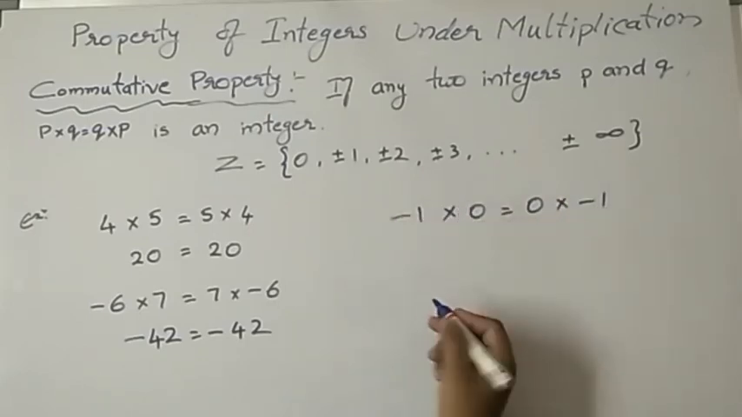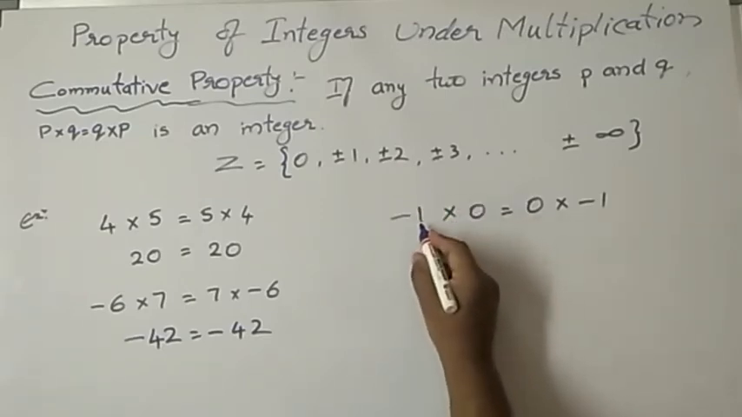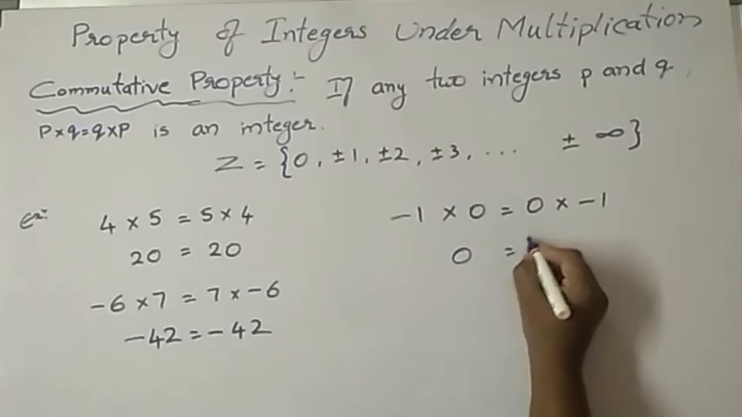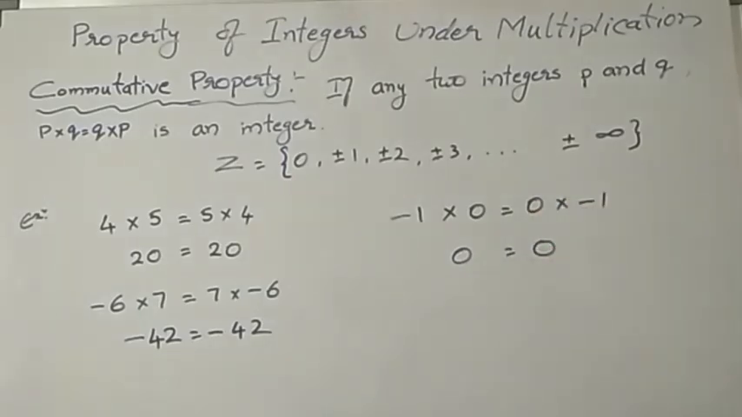Minus into 0, 0 doesn't consist any sign, so 1 anyway, 1 into 0 is 0, 0 into any 1 is also 0. As like you can take a number of examples. Commutative property: if any two integers p and q, p into q equals q into p is an integer. If it satisfies, then we can say commutative property is satisfied under multiplication in integers.